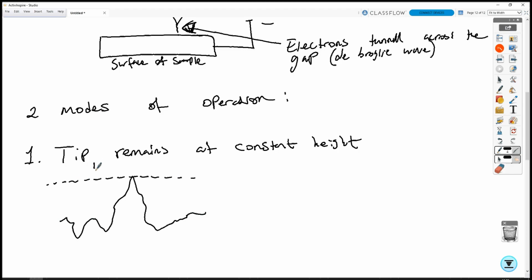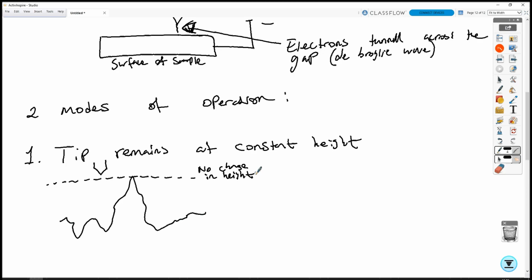And the tip will remain at a constant height. But as the tip scans along the sample, the distance between the tip and the sample changes due to the contour of the sample. So in parts where the sample is closer to the tip, it's easier for electrons to tunnel across the gap. In regions where the distance to the tip is larger, it's more difficult for electrons to tunnel across to the tip.